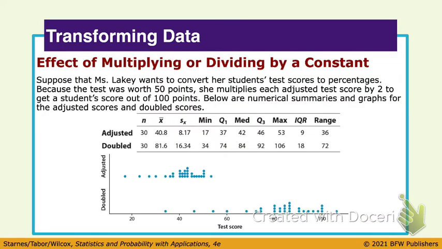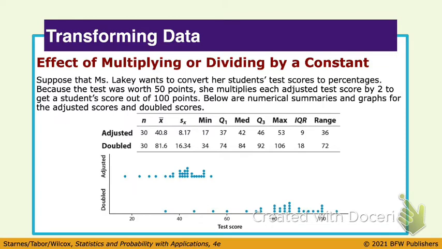All right, now we're going to talk about what happens when we multiply or divide by a constant. Suppose that Ms. Lakey wants to convert her students' test scores to percentages. Because the test was worth 50 points, she multiplies each adjusted test score by 2 to get the student's score out of 100 points. So if they got a 50, they now have 100. If they got a 40, they now have an 80, and so on and so forth.